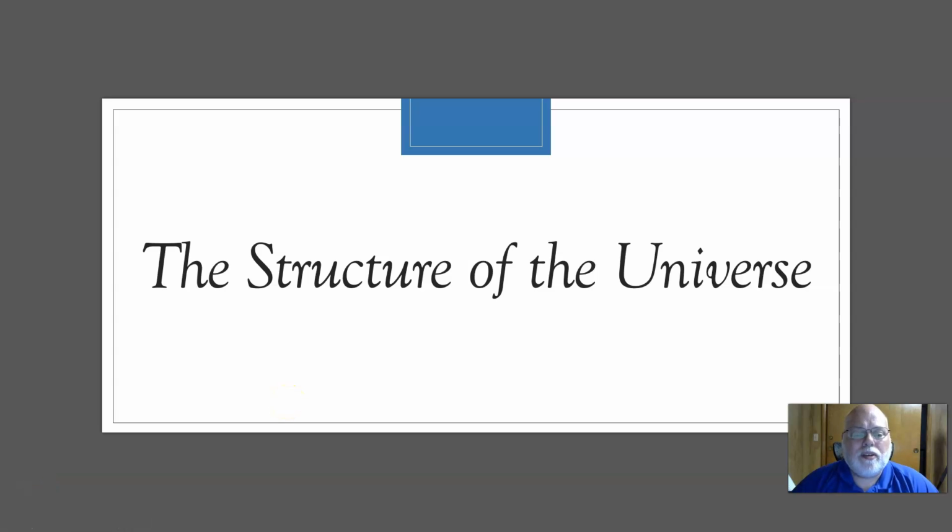Okay, so let's talk about the structure of the universe. Now, when I say the structure of the universe, what I'm referring to is the levels of organization that we find in the universe at large. And so we're going to work our way up. We're going to start at smaller structures and kind of build up to the larger structures.